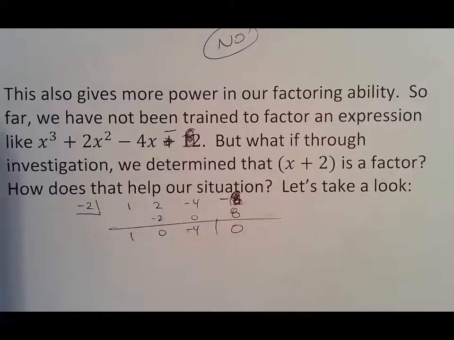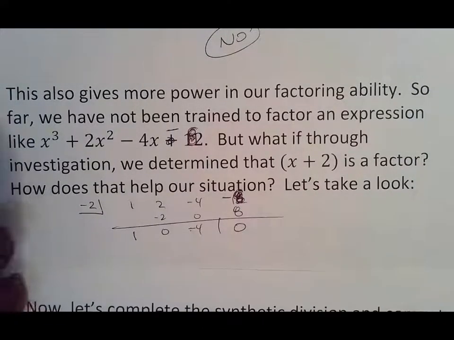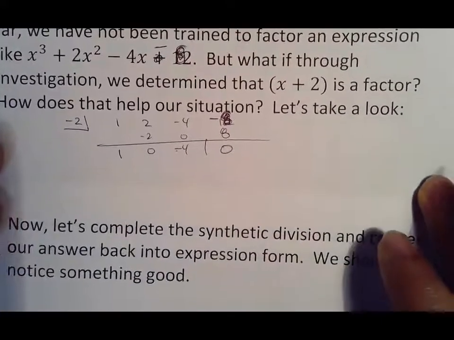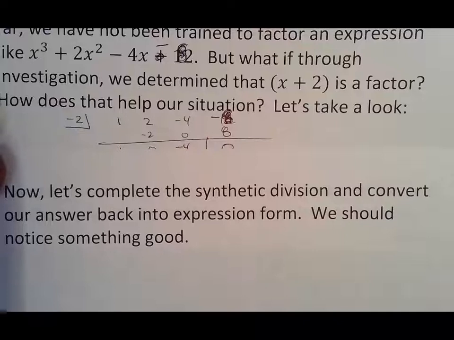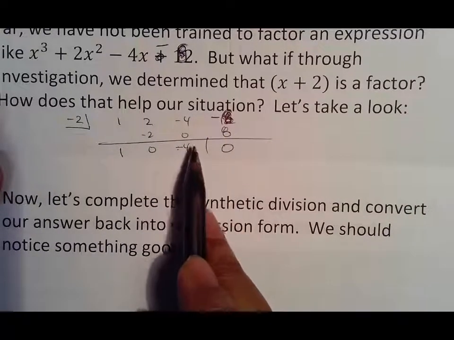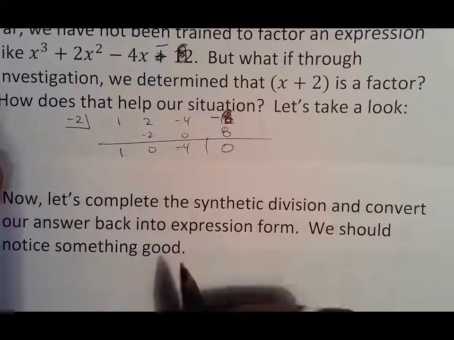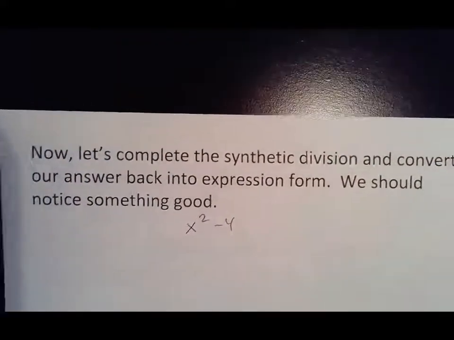x plus 2 is a factor, but remember that we could turn it back into an expression, as it says here. I think I'm getting ahead of myself. So synthetic division gave me a 0, but now let's complete this synthetic division and convert it back to expression form. What we should notice is something good. Remember, that's your remainder. That is a constant. 1, 2 x's, so that would be x squared minus 4 is what we end up with.